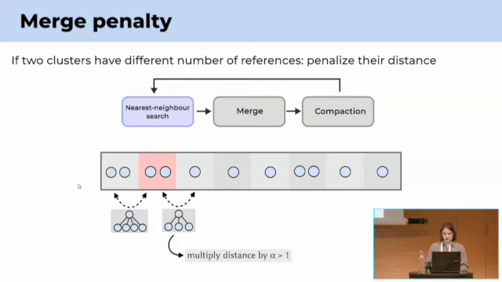So for example, in this example, if we compute the nearest neighbor of the cluster in red, if we compute the distance with its left neighbor, since they have the same number of references, we don't change the distance. But if we compute the distance with the right neighbor, since they have a different number of references, we cannot penalize this merge because it would result in a node that is not full.